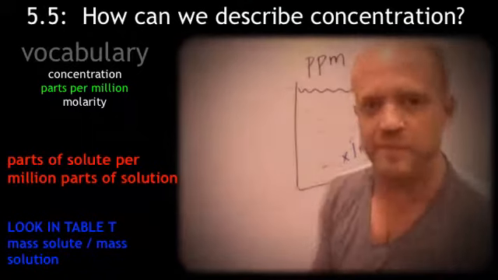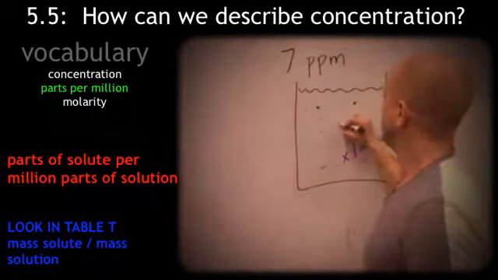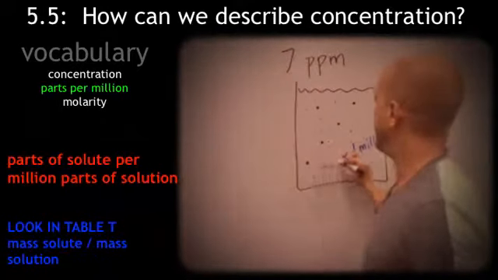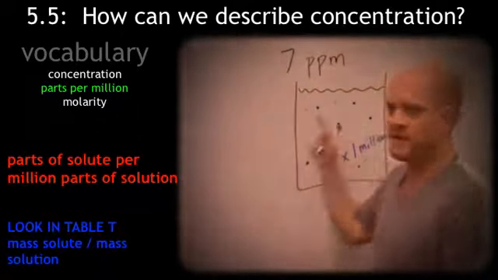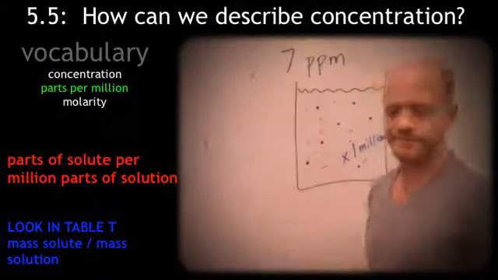And, for example, 7 parts per million would be 1, 2, 3, 4, 5, 6, 7 parts of something, like sodium chloride, carbon dioxide, whatever, in the water.